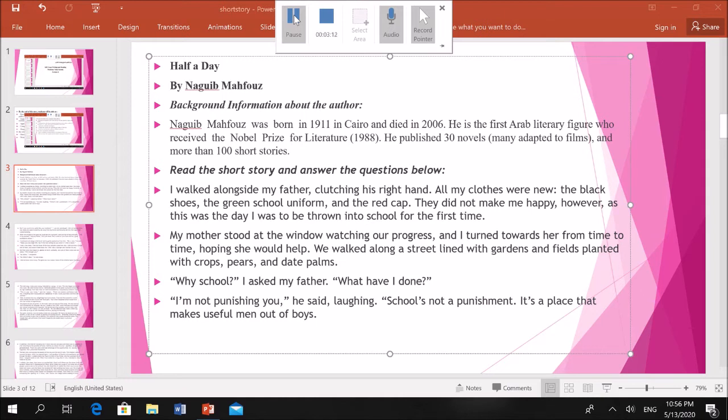We walked along a street lined with gardens and fields planted with crops, firs and date palms. And then the boy said that he described the street on his way to school.